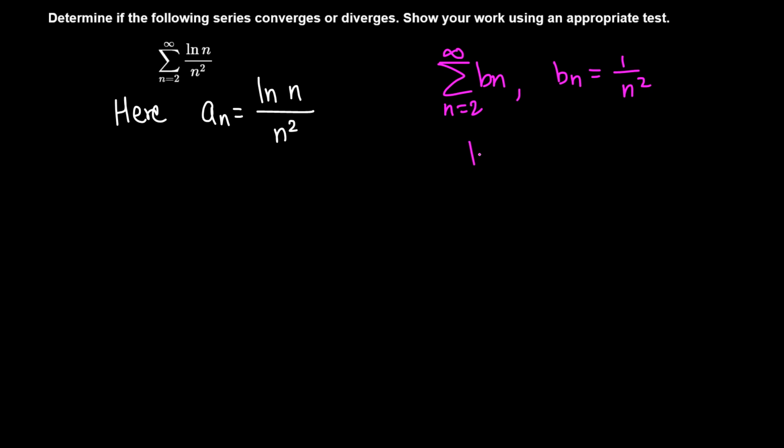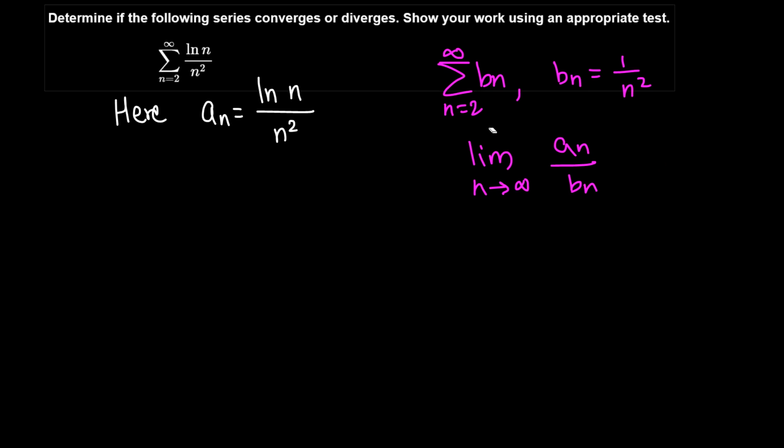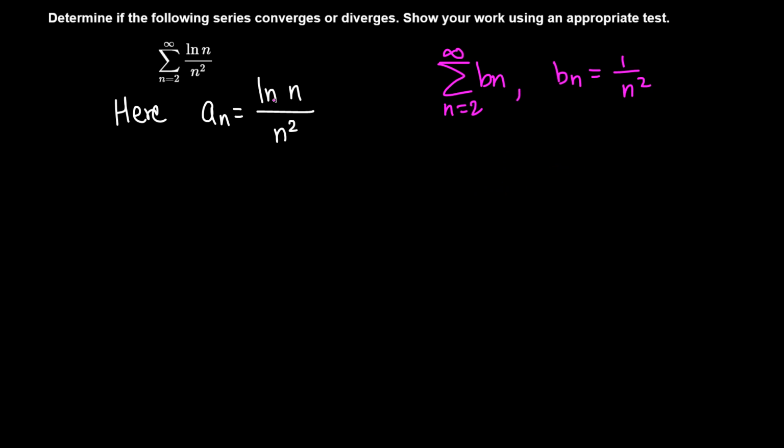Okay, now we can do the limit comparison test. The limit as n goes to infinity of a_n over b_n. Unfortunately, this test fails, so this is not the way to go. Then another option would be to look at natural log of n. If you graph natural log of x, it slowly increases, and there is a function like this, like root x. So we can compare this with this one.